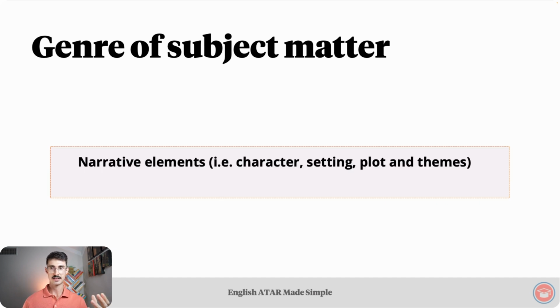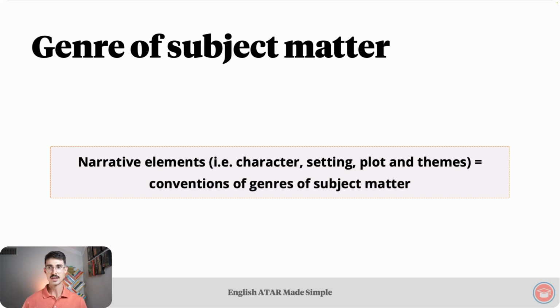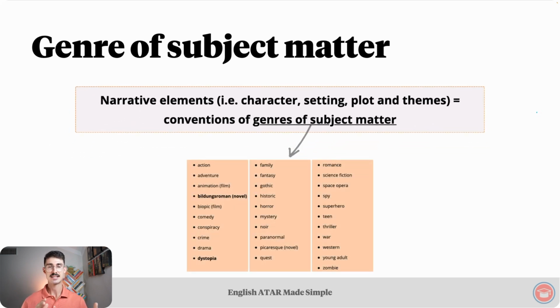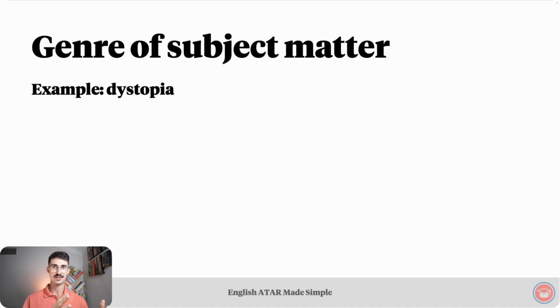To be clear, this means that those highlighted narrative elements, character, setting, plot, and themes, equal conventions of genres of subject matter. And just a quick reminder that these are examples of genres of subject matter. Bildungsroman, dystopia, these are the two that we'll be looking at for examples a bit later, and then all of these other ones. Once again, this table on the slide is in the PDF study notes for the lesson on genre. It's all well and good to know that conventions of genres of subject matter are narrative elements relating to character, setting, plot, and themes, but that still sounds quite vague, so let's discuss some examples.